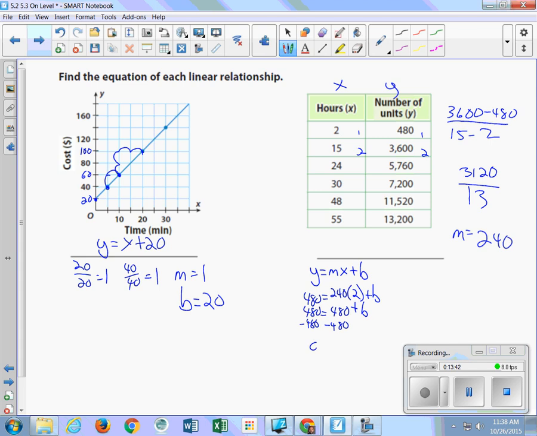You get 0 equals b. So our b equals 0, so this is proportional. So it would be y equals 240x.